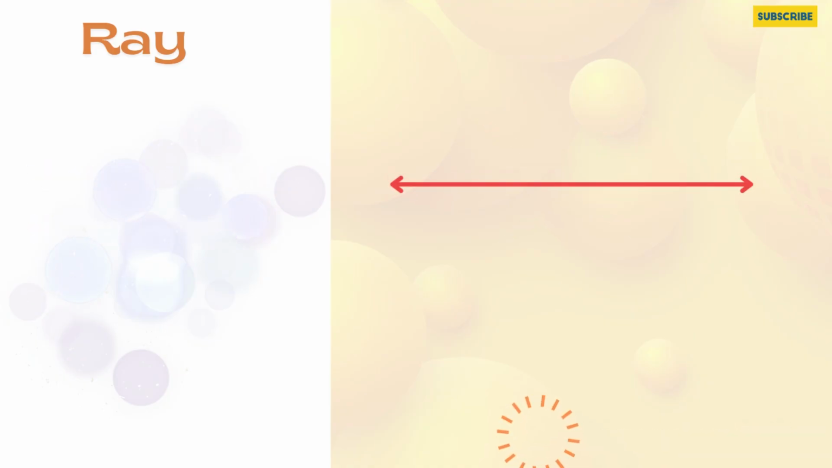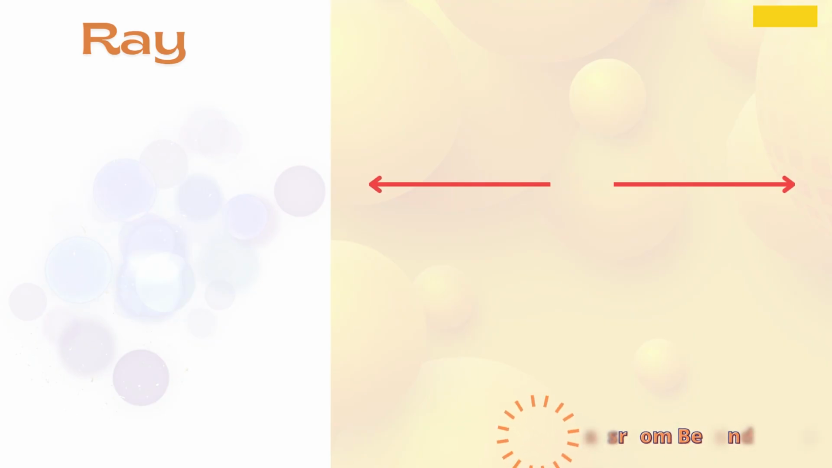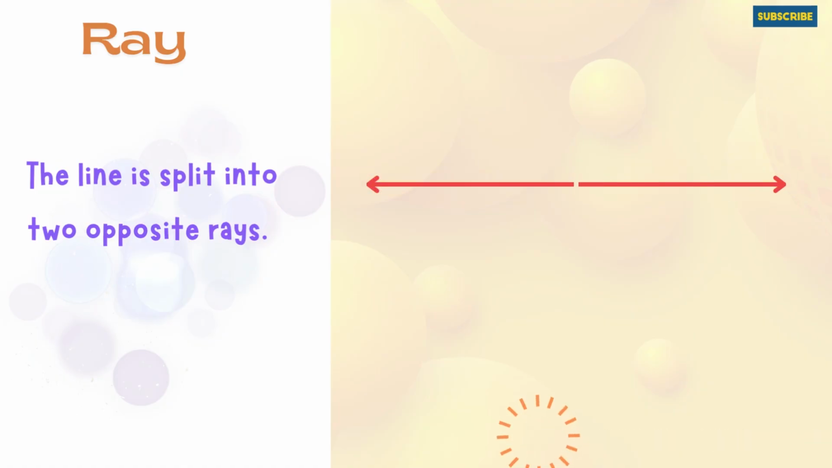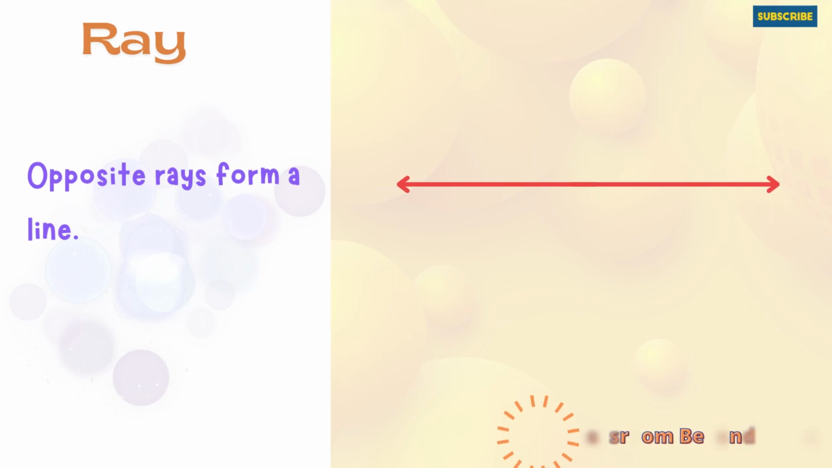Now look at these, learners. What did you observe, learners? You are correct. The line is split into 2 opposite rays. So when a line is split, it forms 2 opposite rays. It then follows that 2 opposite rays form a line. Do you agree?